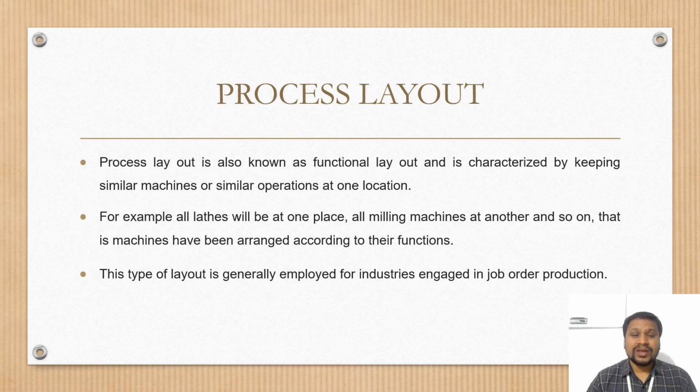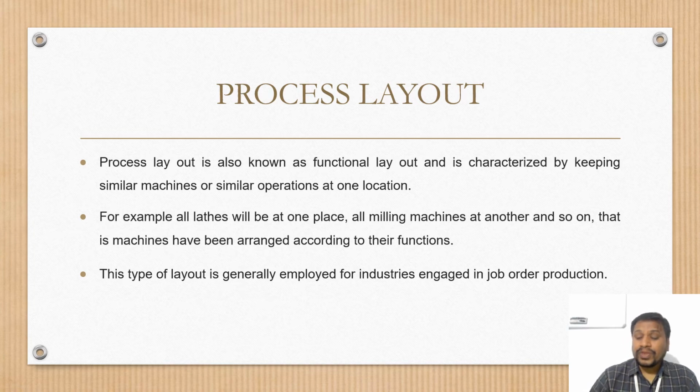Okay, so according to process or according to functions, machines are arranged. That is, machines have been arranged according to their functions, so it is also known as functional layout. Basically, process layout or functional layout is employed for industry engaged in job order production.